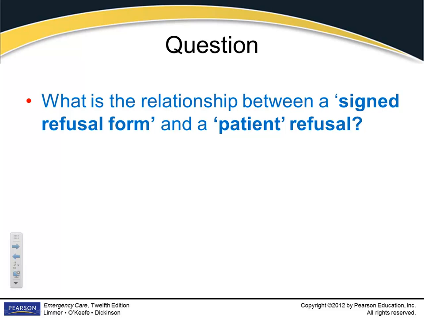What is the relationship between the signed refusal form and a patient refusal?